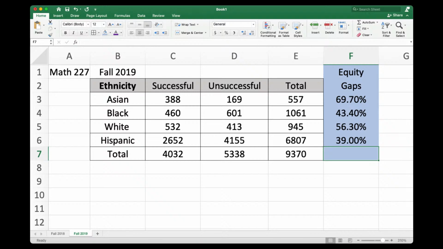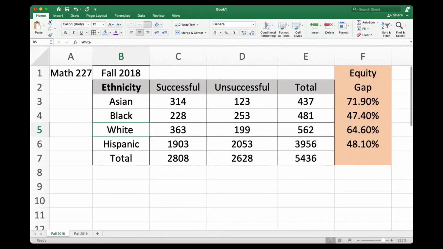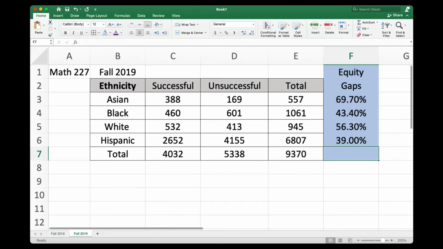So let's compare. Let's see what happened from year to year. Oh my God. Hispanic students went from 48% success rate pre-AB 705, and then post every first year, you went down to 39%. The success rates have done what? Declined.